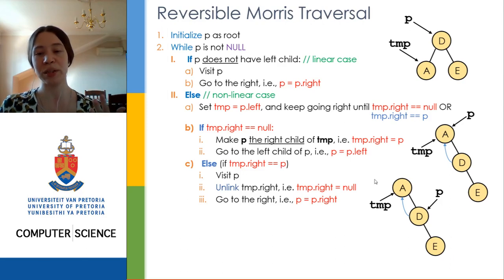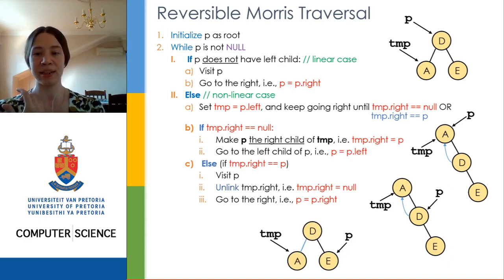Therefore, what we're going to do is we're going to visit P. So we're going to print D. We have already printed A before. Now we're printing D. And then we're going to do something extremely important. We're going to unlink TMP's right. So we are going to set A's right pointer to null. So this connection is going to be deleted.